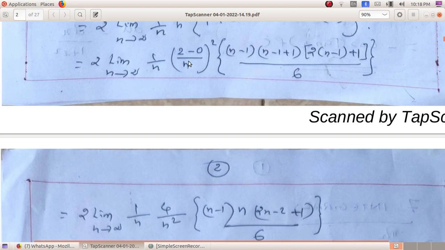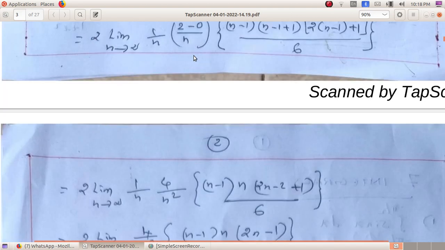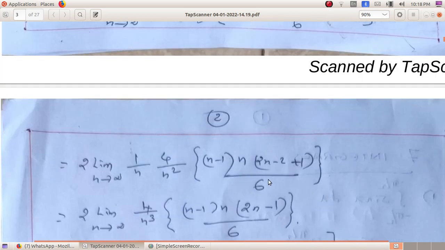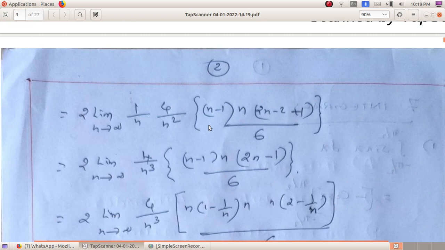So 2 minus 0 by n means 2 by n, squared is 4 by n square. N minus 1 plus 1 cancels to n, 2 into n minus 1 plus 1 is 2n minus 2 plus 1, and this can be simplified. So we got n minus 1 into n into 2n minus 1 by 6. For this n and n square means n cube, 4 by n cube.